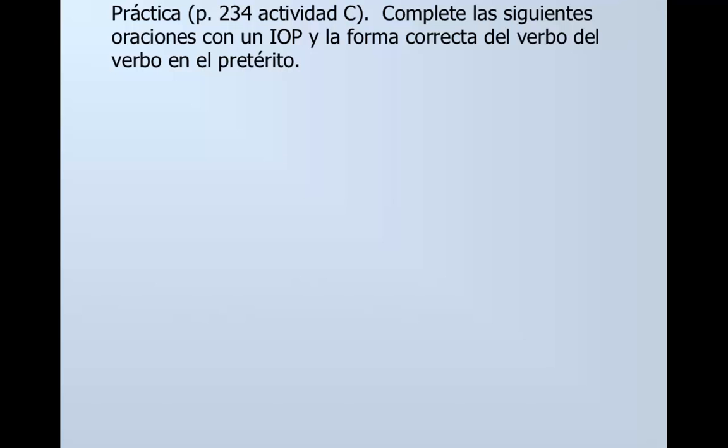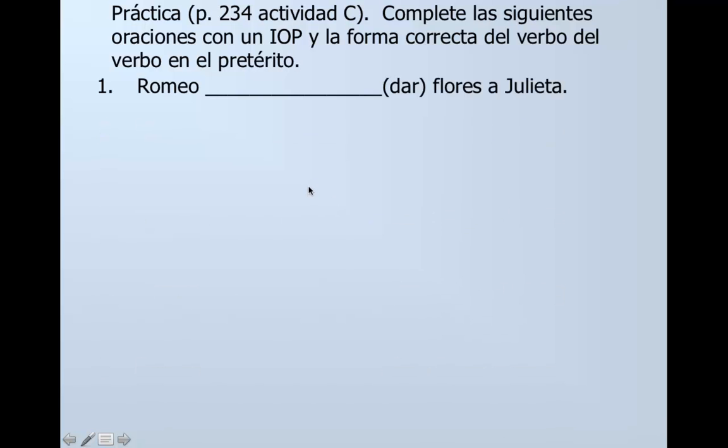Okay. Practiquemos. This is an activity that came from your book, and I'm not sure if this page is correct. I think it's from the old edition. So the page numbers might be a little off, but you can kind of search around and see if you can find it. So Romeo dar flores a Julieta. So Romeo gave flowers to Juliet. I'm going to use the past tense of this verb.